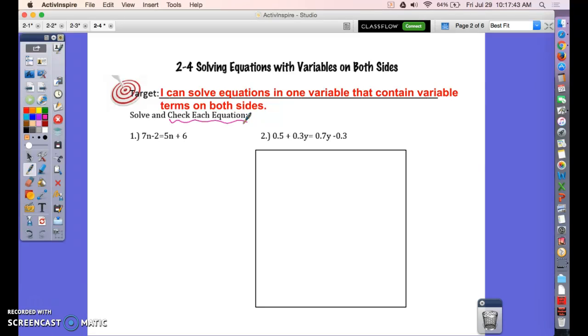So let's look at this first problem. I'm going to do number 1. You're going to try number 2 and 3. I know number 2 looks more challenging, but it's the same thing, just with decimals, okay?